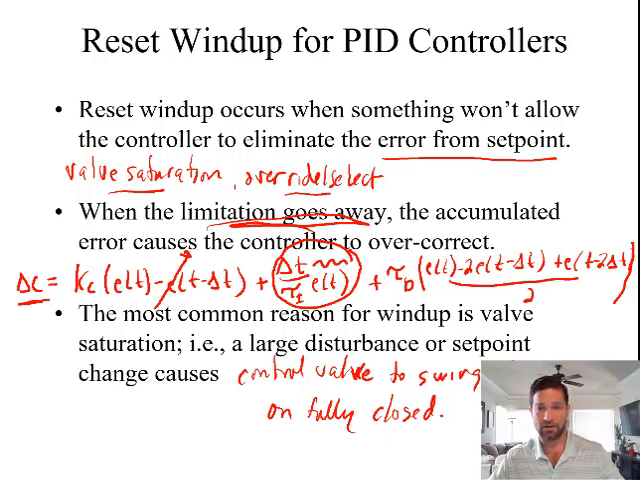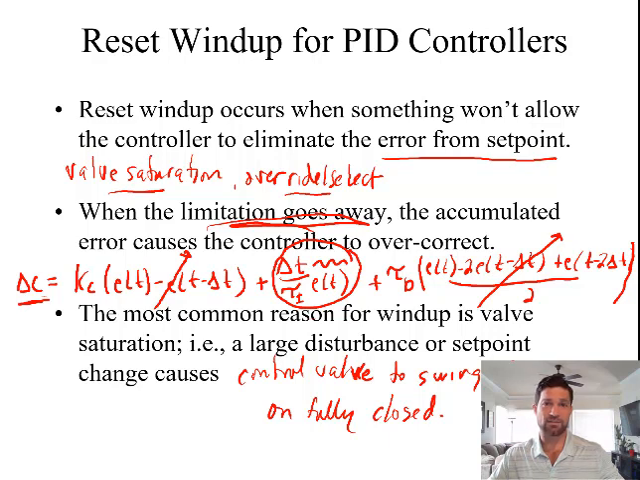Again, if you have a sustained error, all of these terms will be approximately equal to each other. So this term will be 0, and so the effect of the integral action is going to cause an accumulation with this change in controller output, which is going to cause the controller to overcorrect.